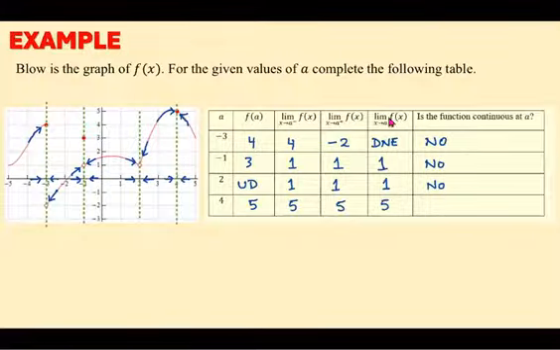And finally, the limit of the function is 5, and the value of the function is also 5. If the limit of the function and value of the function are exactly the same, the function will be continuous at that point. So in this case, yes, the function is continuous at that point. This is how we can solve problems involving limits and continuity using the graph.